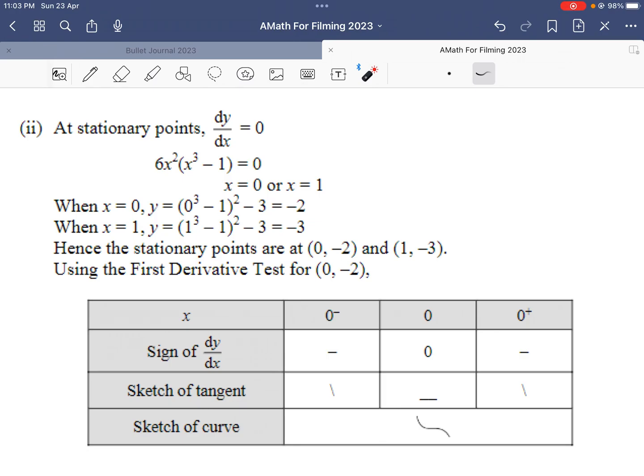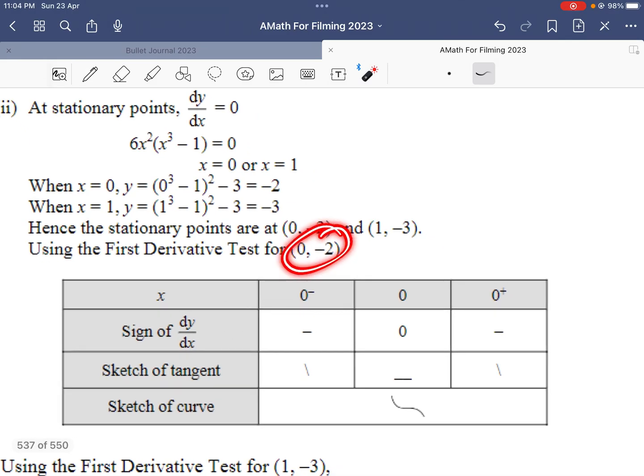My example had 3. So when x equals 0, your y value, substituting into the original equation, is −2. When your x value is 1, substituting into the original equation, you get −3. So you have 2 stationary points, (0, −2) and (1, −3). If we use the first derivative test for (0, −2), slightly to the left, −0.1, slightly to the right, 0.1, you'll find that it's negative, 0, negative. So you sketch the tangent. What you have is this, it's a point of inflection.